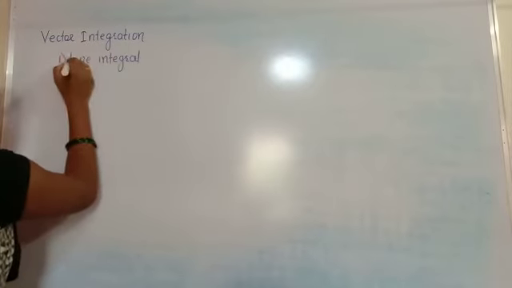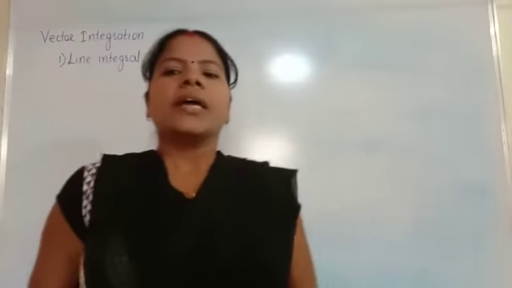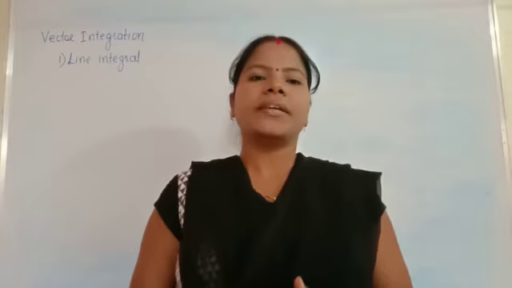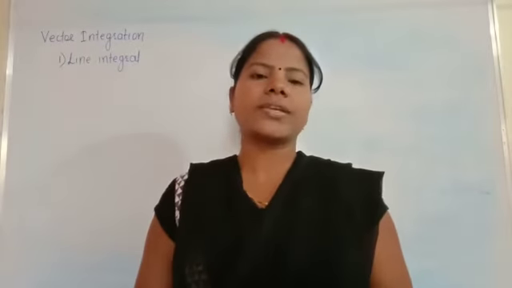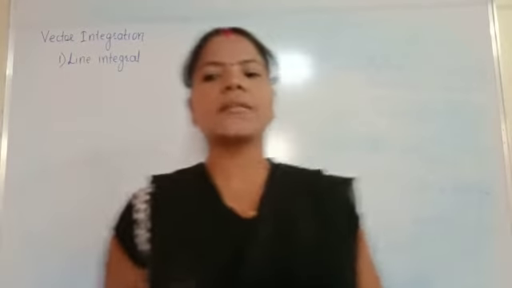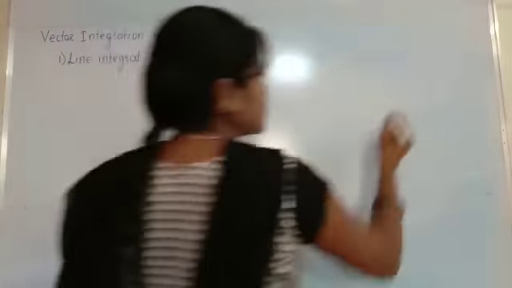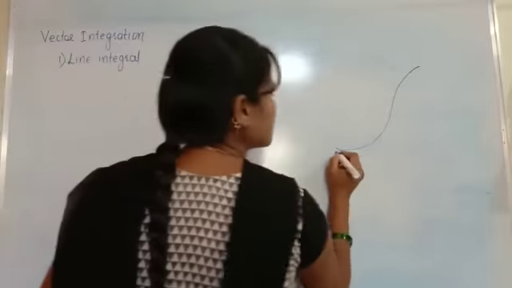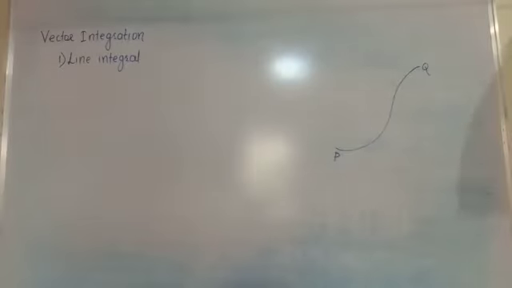So what is meant by the line integral? The definition of the line integral is the integration of a vector along a curve. It means we have one type of curve, and along that curve we perform integration. So this is known as the line integral. Okay. So consider a curve PQ, the curve with endpoints P and Q. So this is the curve.